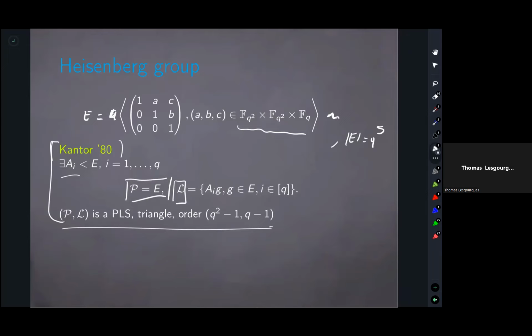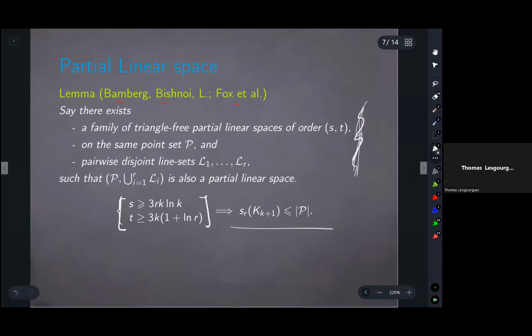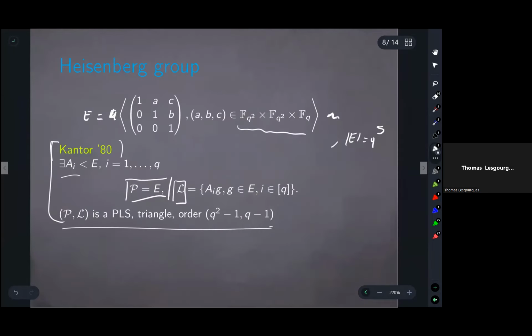We know how to build one partial linear space. Now we want to know how to build a family of partial linear spaces, because remember that's what we need here. And we need them to be on the same point set. And the advantage of working with a group construction is that we can define tau to be an automorphism of E.